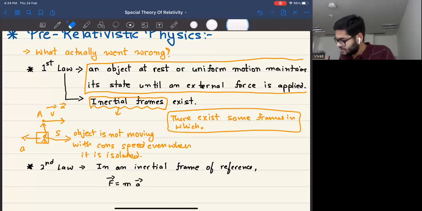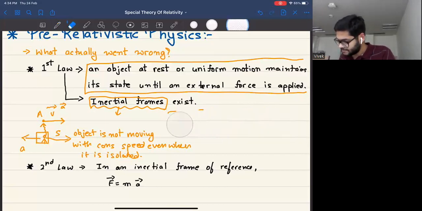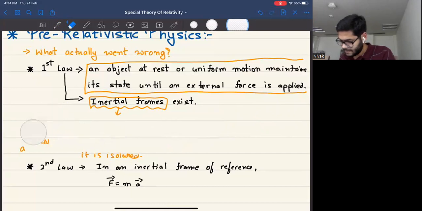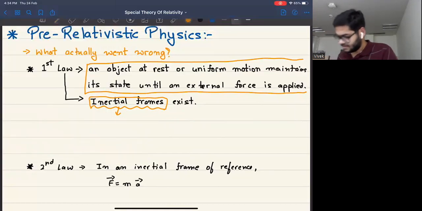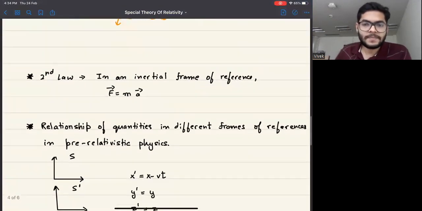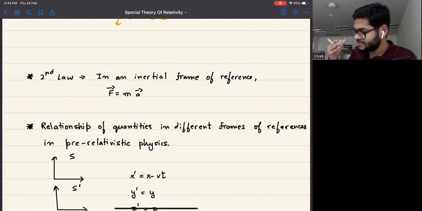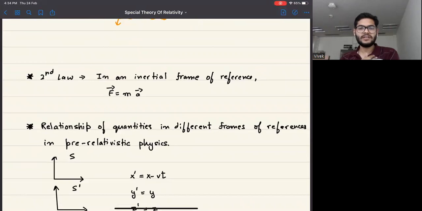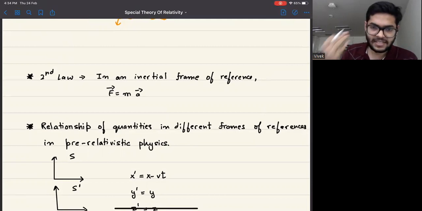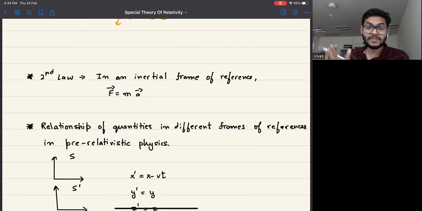Okay, very good. Let us move further now. So moving forward, let us now discuss the second law of motion. In the first law, we saw that if we are in an inertial frame of reference and the object is isolated, then it remains at rest or remains in constant motion. But what happens to a particle if it interacts with other particles? What happens to that particle if something exerts a force on it? This is stated by the second law of motion.